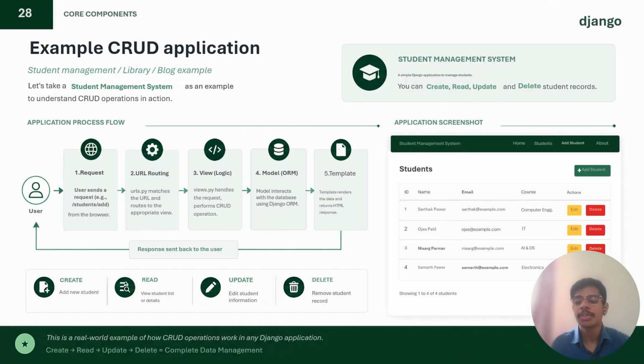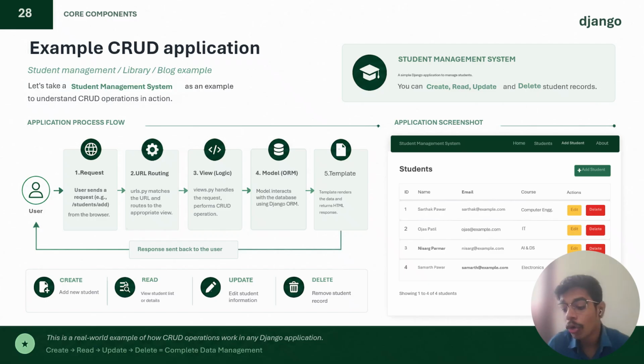Here we have a student management system using Django. The user sends a request from the browser, and the URL routes the request to the correct view. The view performs the required CRUD operations. The model communicates with the database using the ORM. This example demonstrates how all Django components work together to create a complete web application.